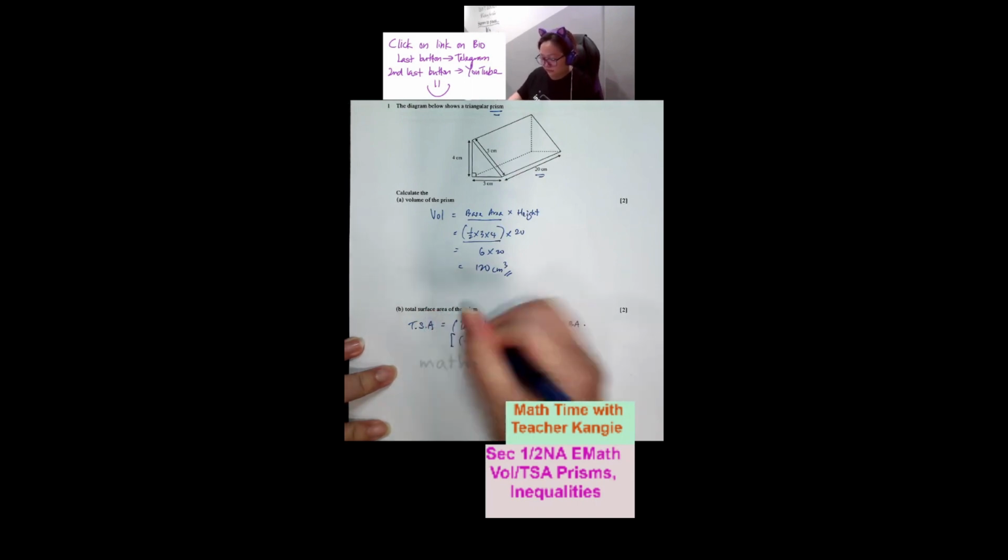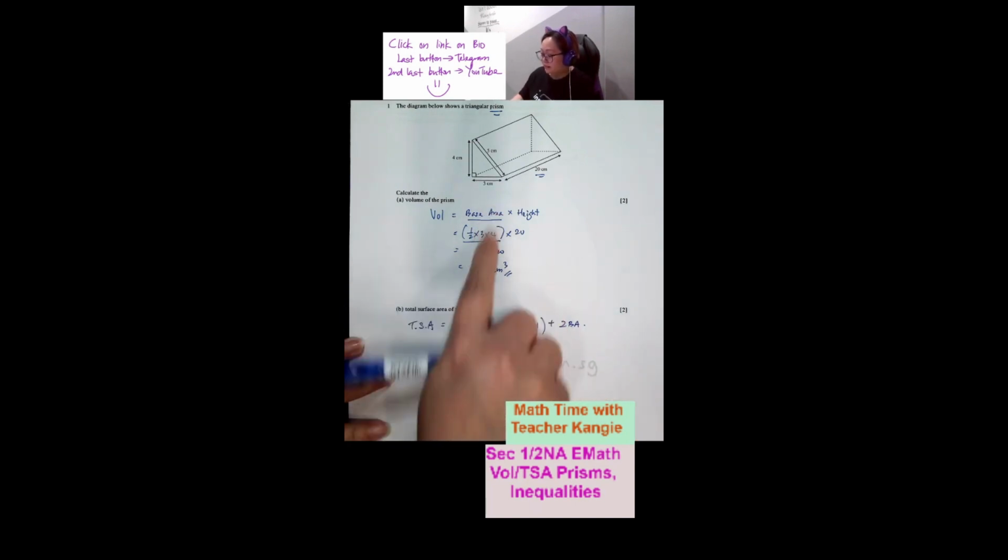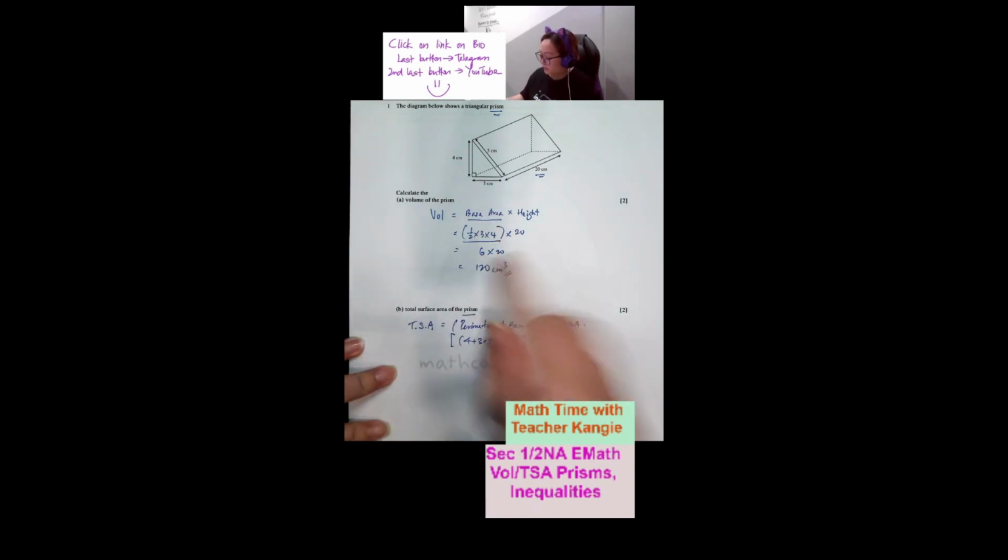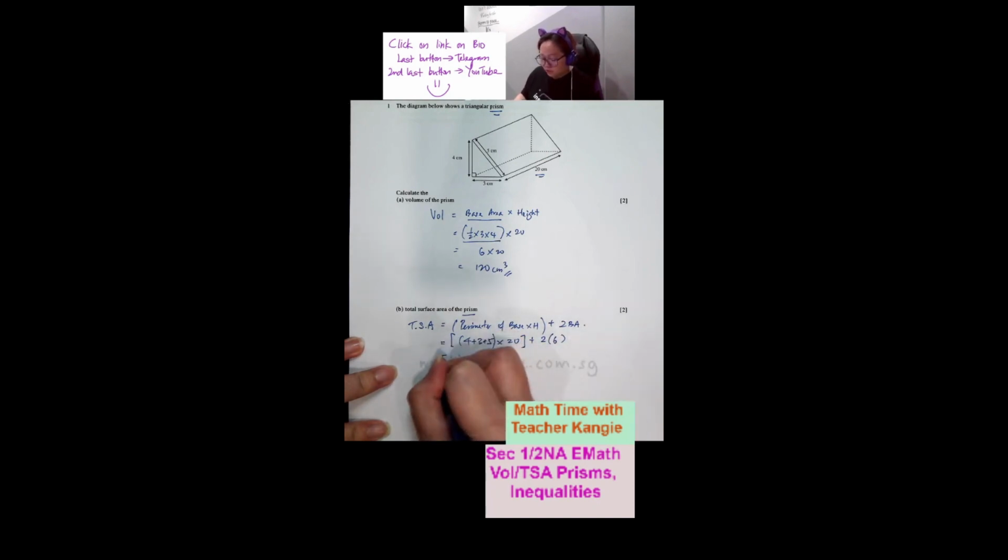Then I add my 2 base area. Remember, our base area is a triangle, so it's actually 2 of the 6. So plus 2 of the 6. I have 240 plus 12, and then we get 252 cm squared.